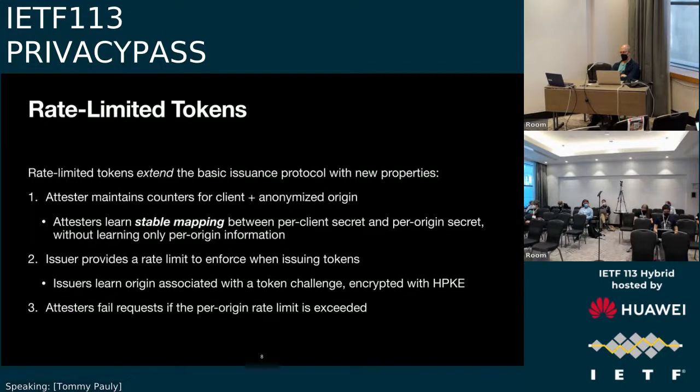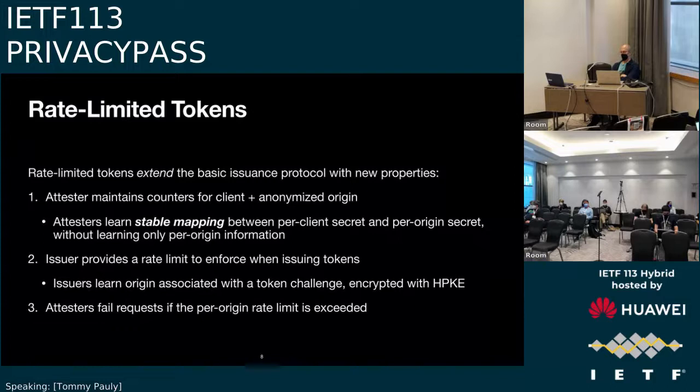So the rate limited token issuance protocol is extending the basic issuance protocol that's used for RSA blind signatures. It shares most of the same structure, and it essentially adds a bit at the end that the attester and issuer boxes will use. And so this does rely on the attester and issuer being separate, which is not a requirement for basic privacy passes.